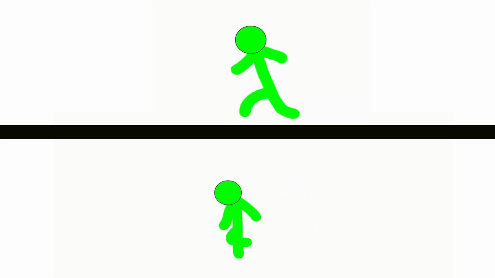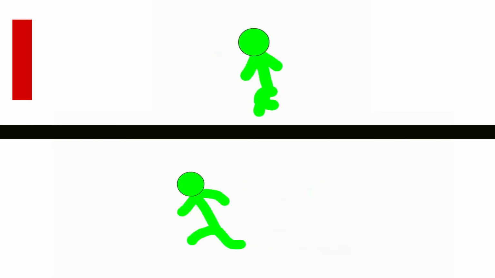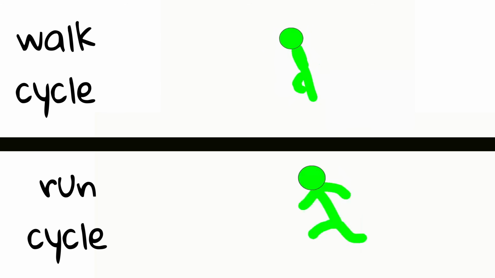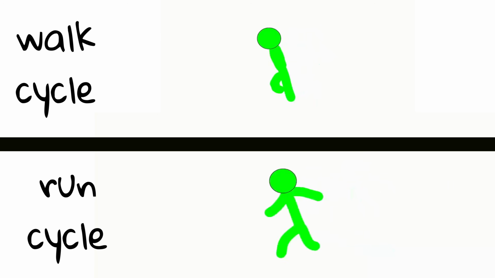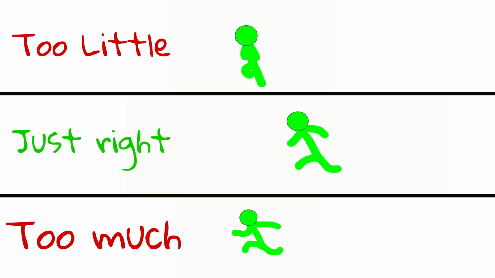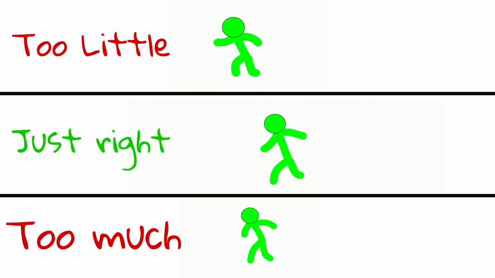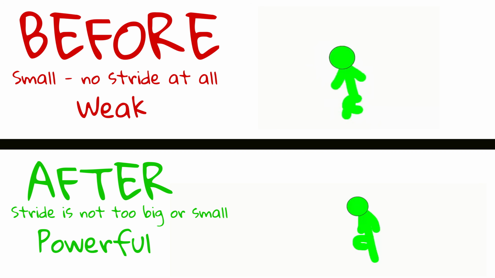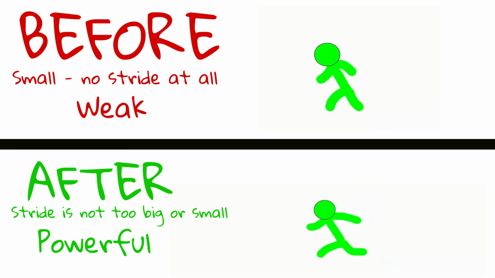But if the stride is too small, the character looks like they're running in place, or speed walking. So, don't be afraid to stretch the pose a little more than you would in a walk cycle. Not so much that it looks broken, just enough so it feels faster and stronger. And once the stride gets bigger, the run cycle starts feeling like it has momentum instead of just speed.